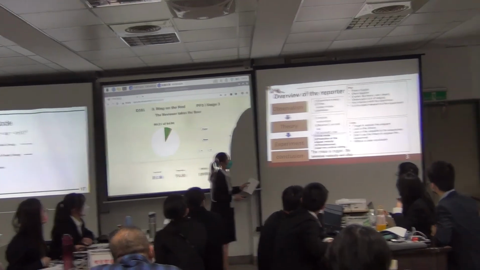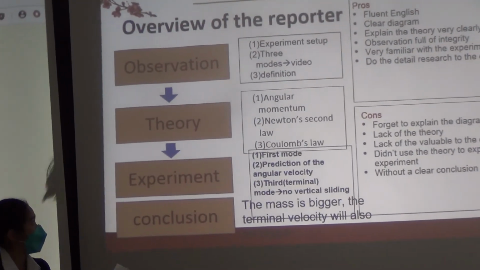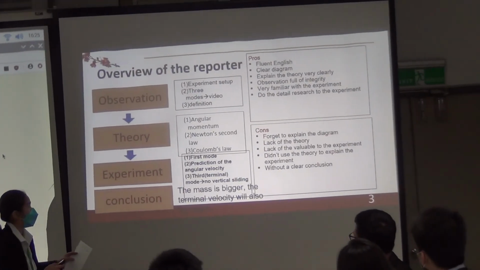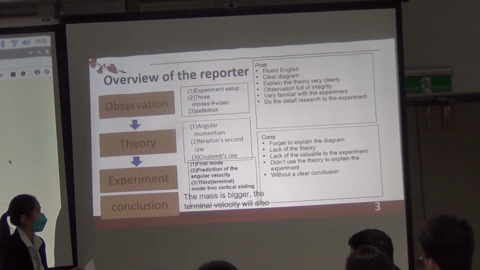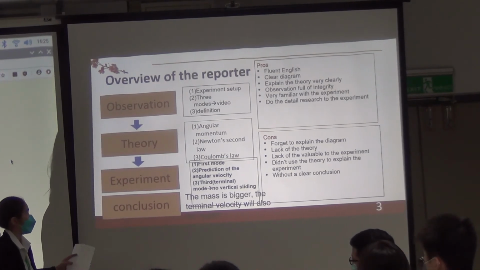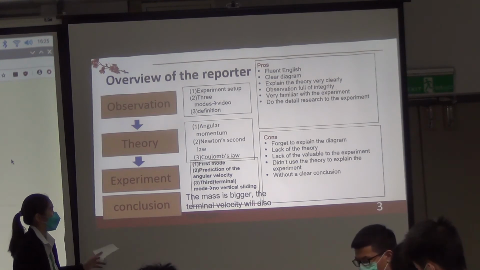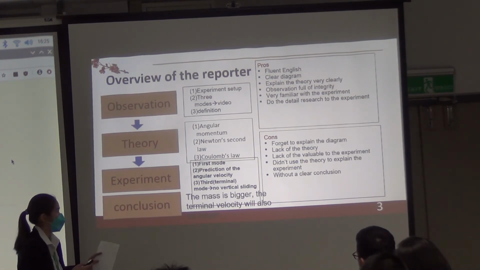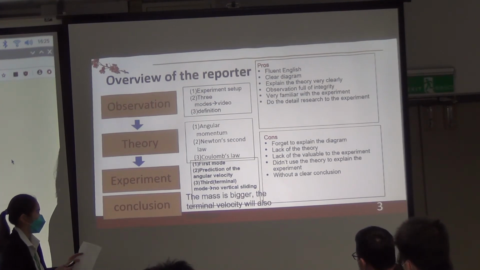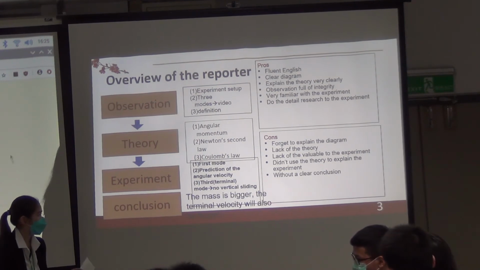An overview of the reporter. For the observation part, he has an experiment setup, the three modes, and also a video and a definition for the terminal velocity. The theory is angular momentum, Newton's second law and Coulomb's law. For the experiment part, he has the first mode, a prediction of angular velocity, and the third mode. And there's no vertical sliding.